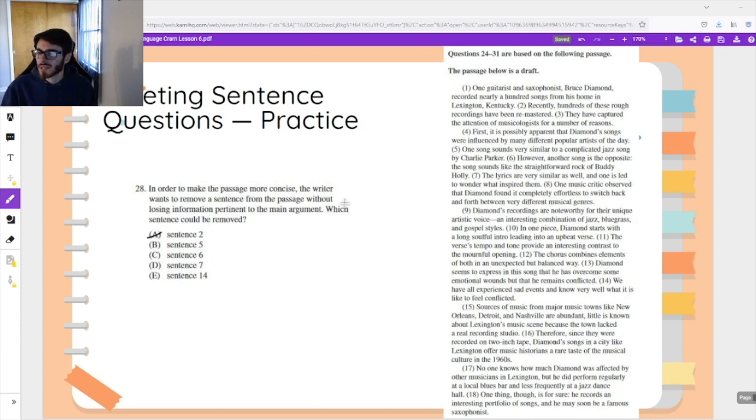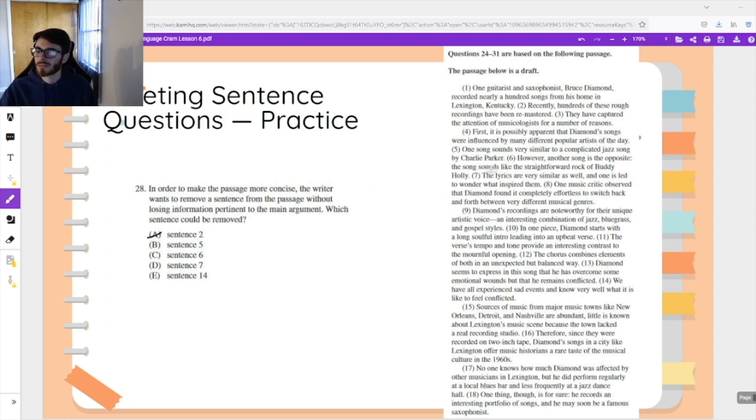First, it is possibly apparent that Diamond's songs were influenced by many different popular artists of the day. One song sounds very similar to a complicated jazz song by Charlie Parker. However, another song is the opposite. The song sounds like the straightforward rock of Buddy Holly. The lyrics are very similar as well, and one is led to wonder what inspired them. One music critic observed that Diamond found it completely effortless to switch back and forth between very different musical genres.